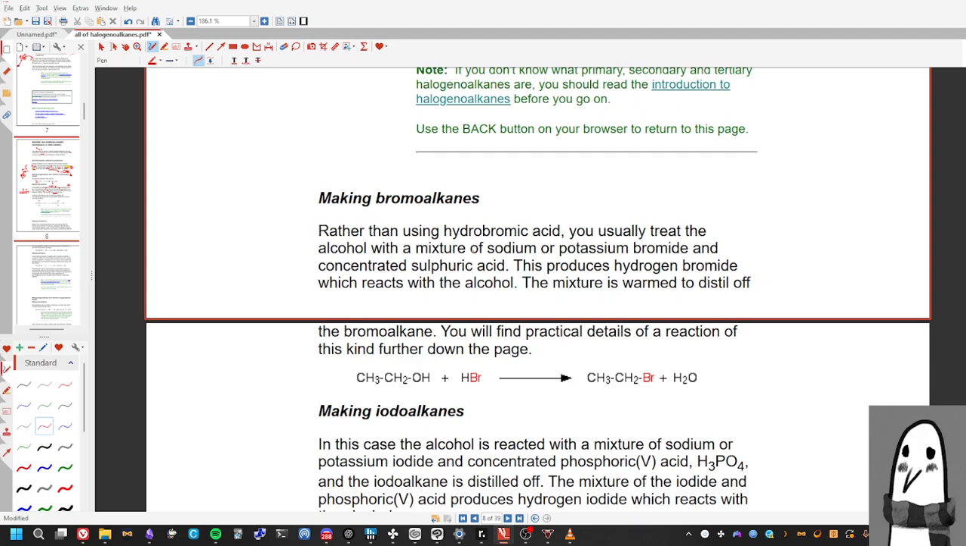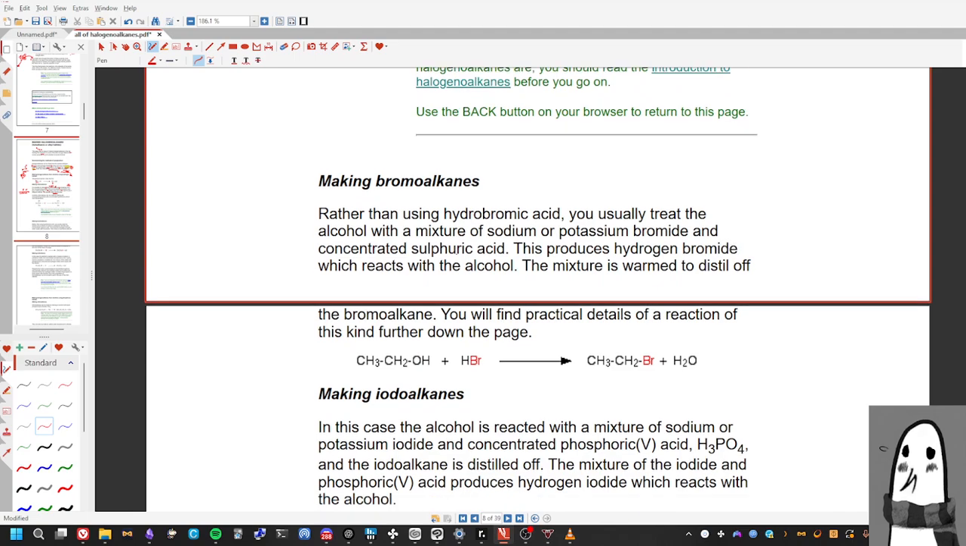and your H2O. Now, if you want bromoalkanes, now we're switching from chlorine to bromine, rather than using hydrobromic acid, which sounds hilarious by the way, you usually treat the alcohol with a mixture of sodium or potassium bromide, and then concentrated sulfuric acid. This produces hydrogen bromide, which reacts with alcohol. So you have potassium bromide, you have your metal and you have your halogen. So that sounds like a salt, right? And you're going to mix that with sulfuric acid, which produces hydrogen bromide gas.